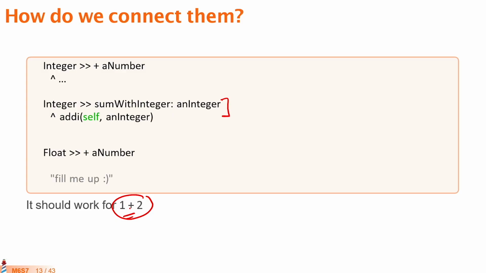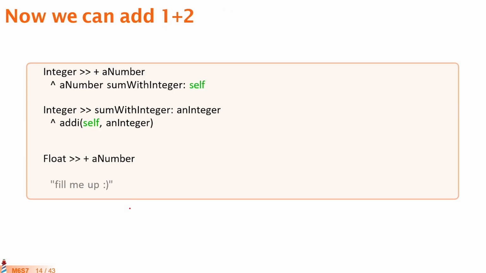Imagine the solution. Let's see it. When I do 1 plus 2, this method will be executed. The argument aNumber will be 2, and then I just send sumWithInteger to aNumber. Normally I don't know that it is an integer, but at least in that typical scenario, I assume that this is correct. Since this is an integer, this is the method that will be executed, so I end up with the correct result.